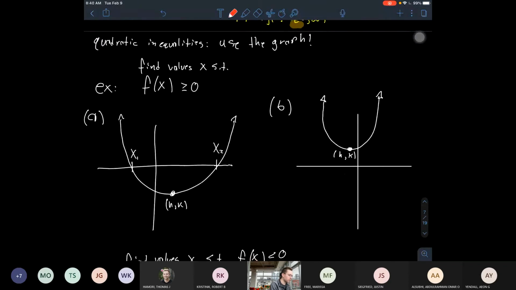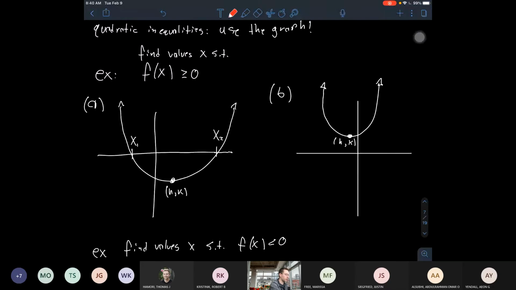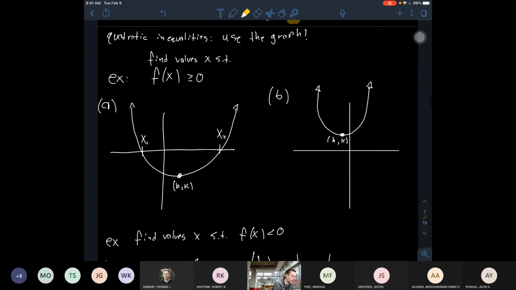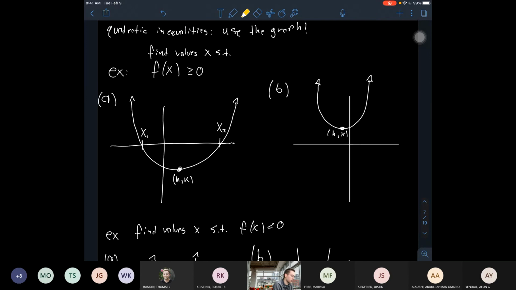Okay, so let's talk about quadratic inequalities briefly. Suppose we have some quadratic function f of x, and we want to find the x values such that when we plug x into the quadratic, we get something which is larger than or equal to 0. So we have a quadratic function, and we want to check where it is larger than or equal to 0. And the best way to do these quadratic inequalities is to use the graph of the function. That's how you're going to be able to visualize this the best.